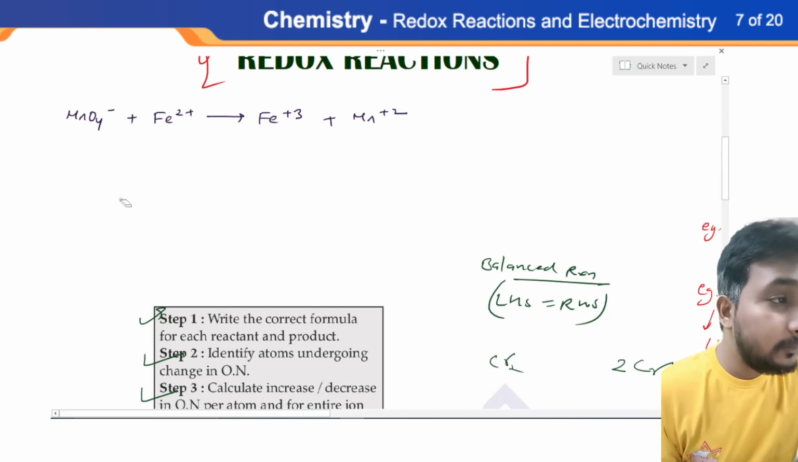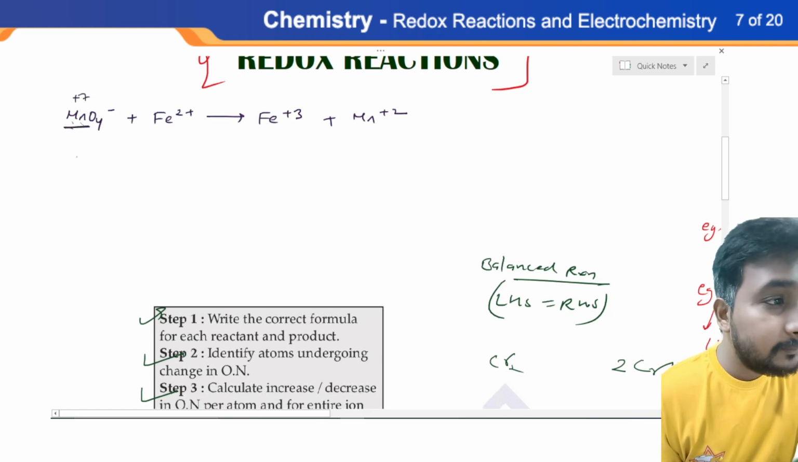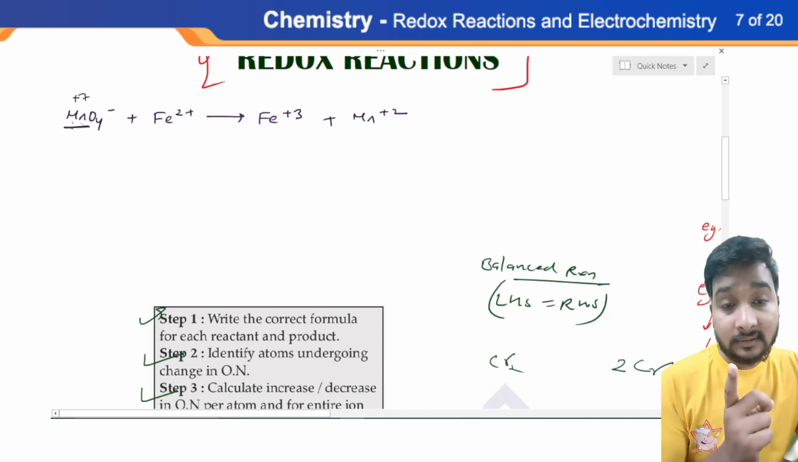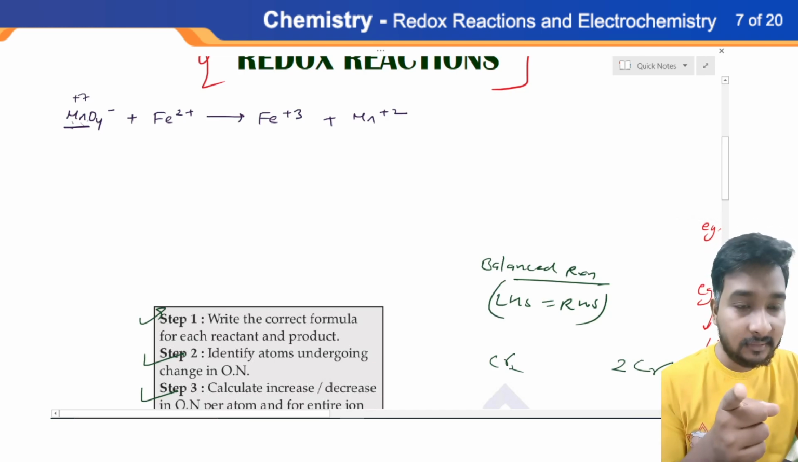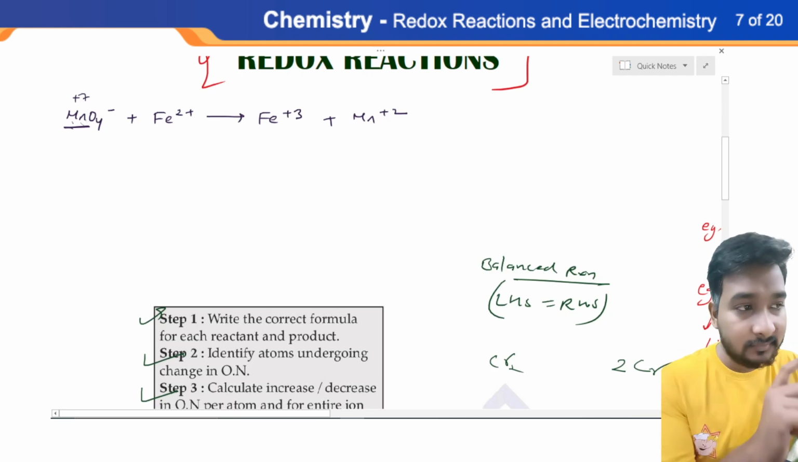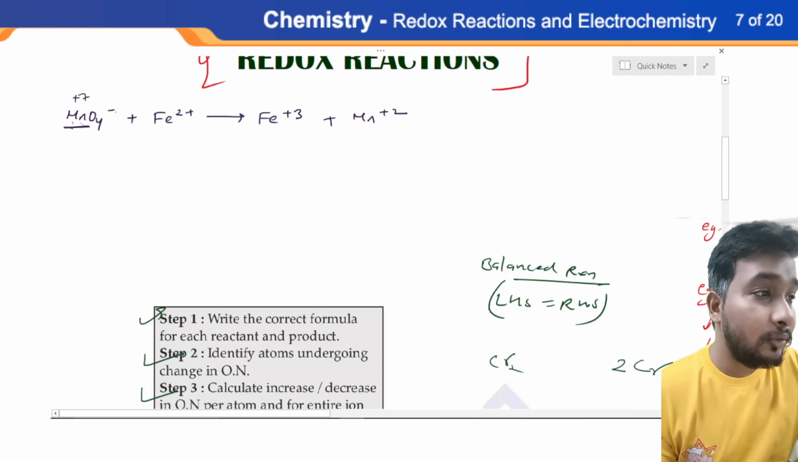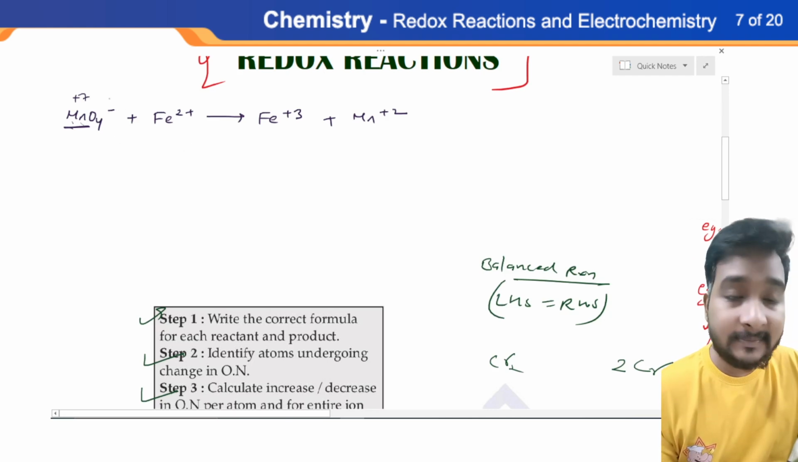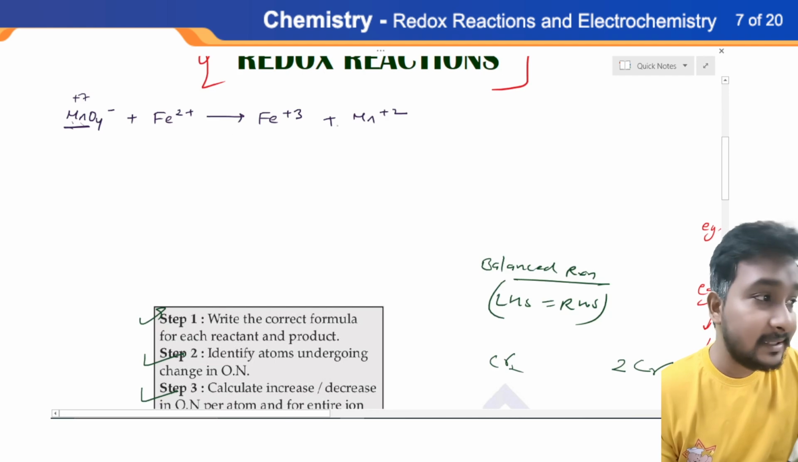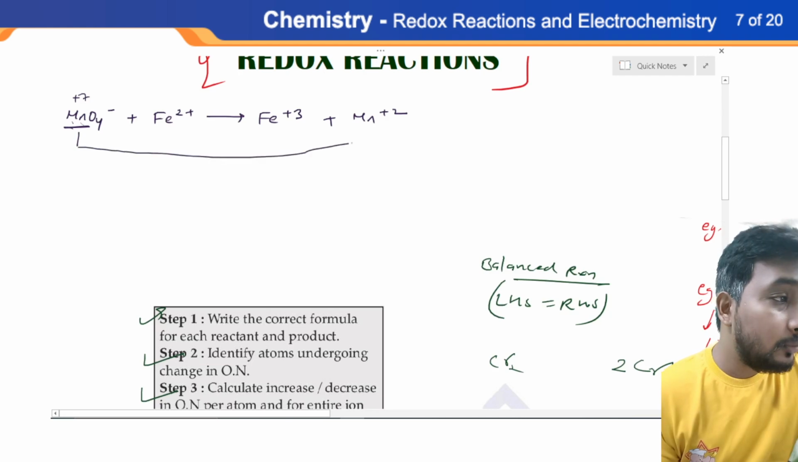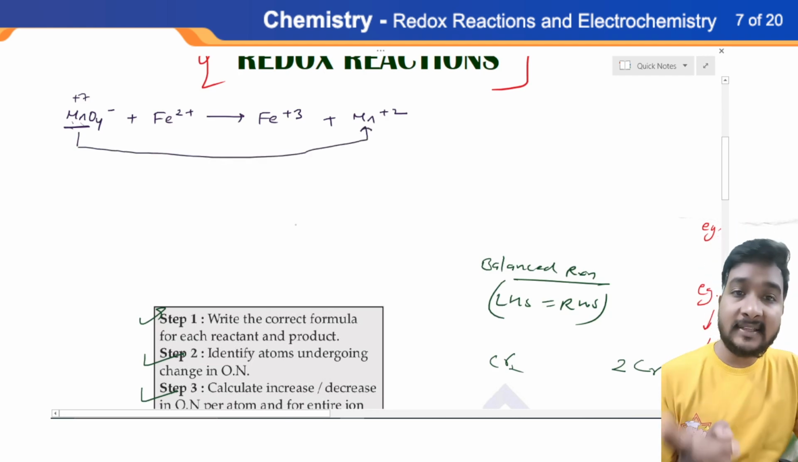Now, first of all, observe the Mn. Mn is plus 7 here. I have taught you the method to calculate the oxidation number of any species in a compound. This is how we can obtain the plus 7 on Mn. In MnO4 minus, Mn has plus 7, then Fe2 plus, Fe3 plus, Mn2 plus. Now, Mn goes from plus 7 to plus 2.